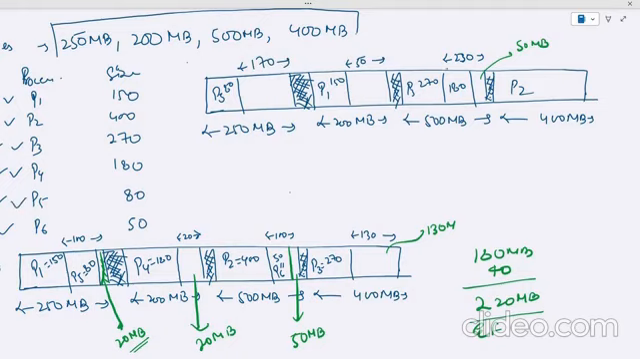P6 needs 50. So we can put it in any of the middle two blocks. So let's say I put P6 over here. So 50 MB is now filled.